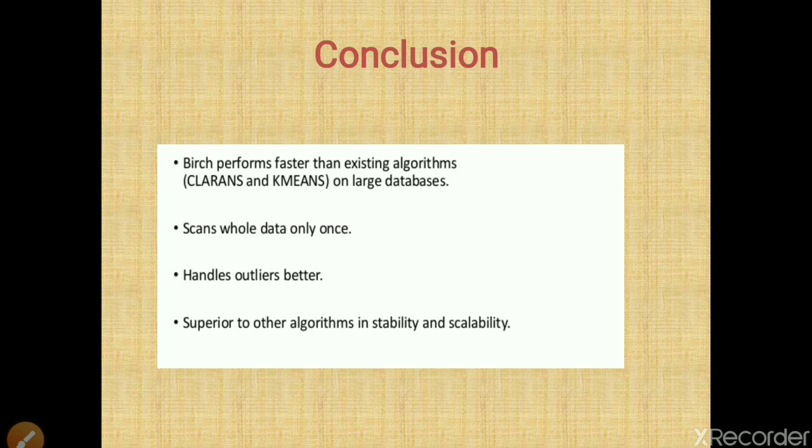One of the important points here is that it scans the whole data only once and handles outliers better than any of the existing clustering algorithms, superior in stability and scalability. Like agglomerative clustering has a problem with scalability, there are no such problems in the case of BIRCH.